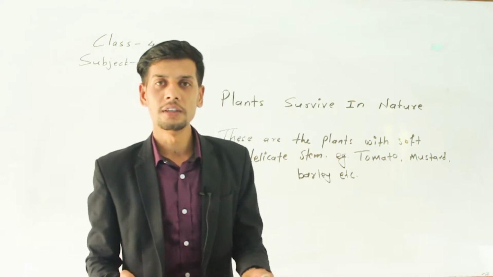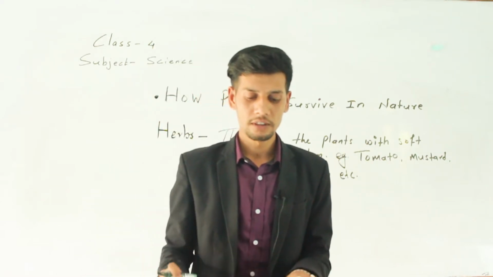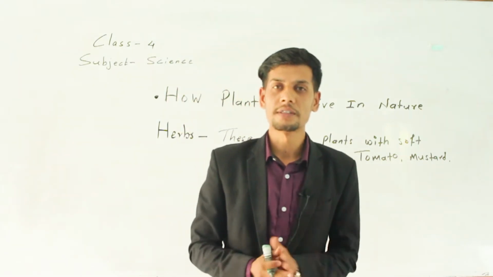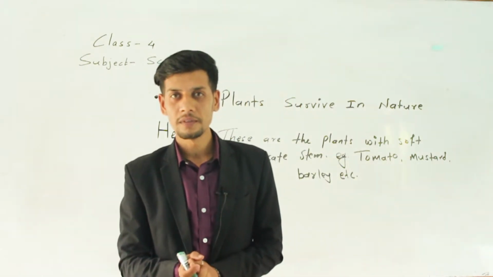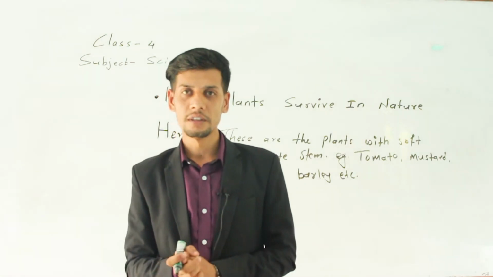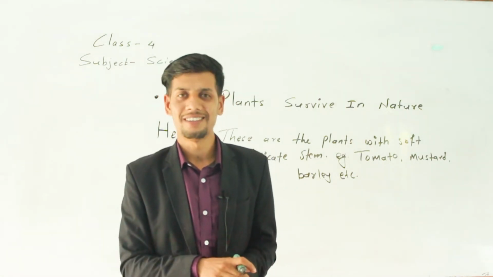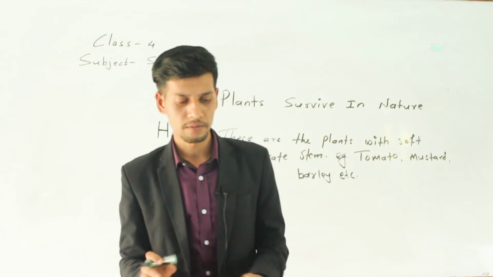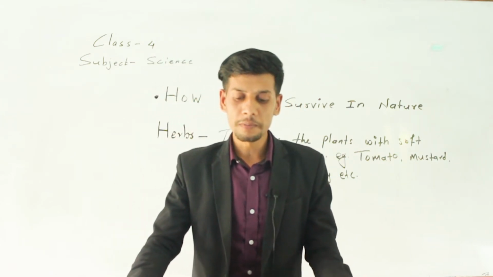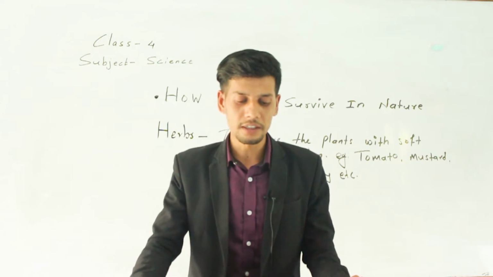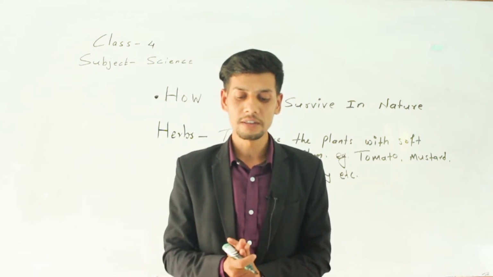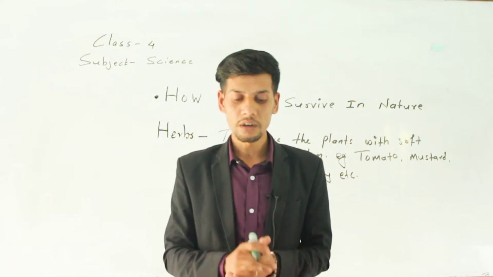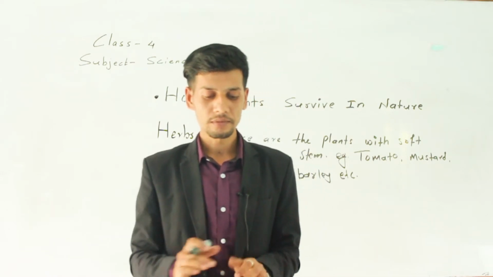And the next group of plants is shrubs. Those plants are of medium size. They are not too small, and they are not too large. They are of medium size. They are woody plants, taller than herbs, and they are shorter than trees.